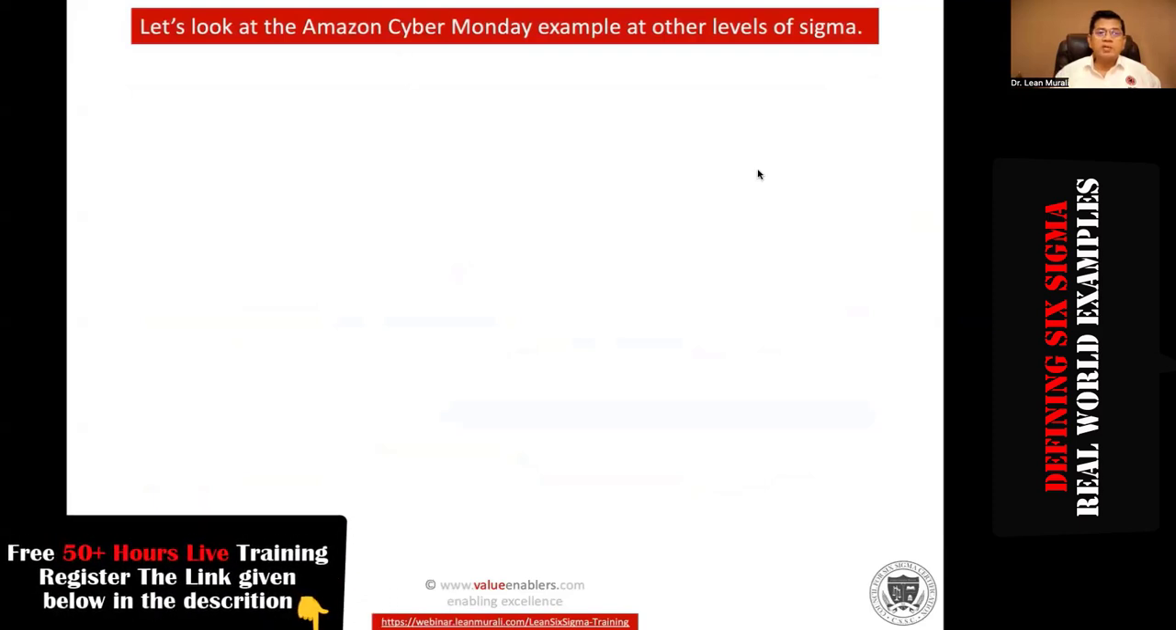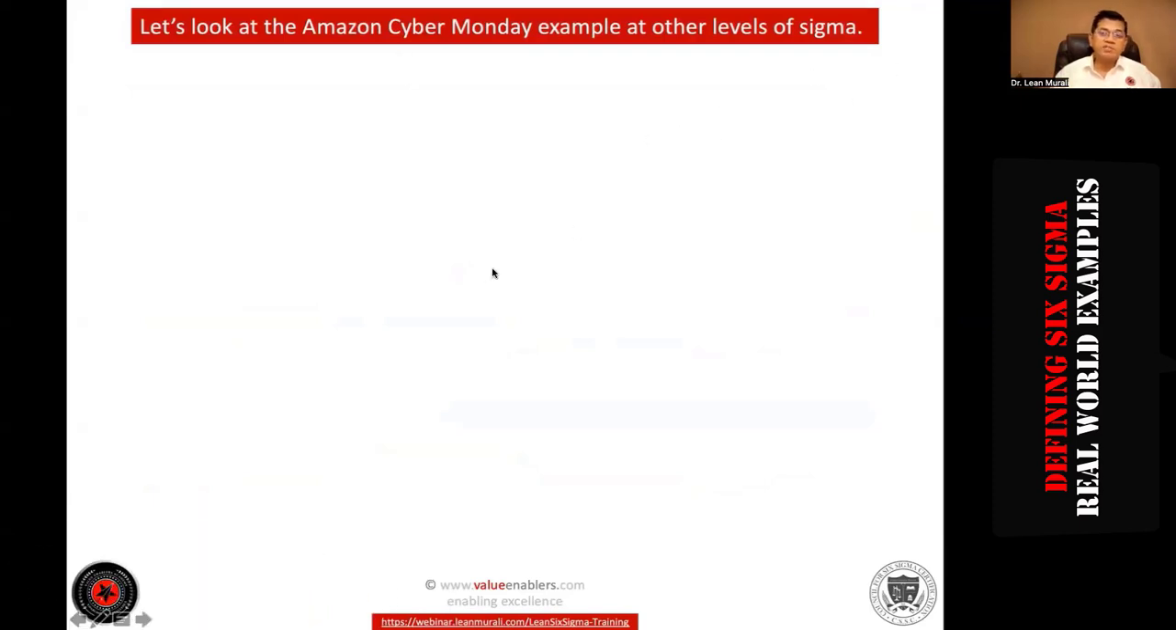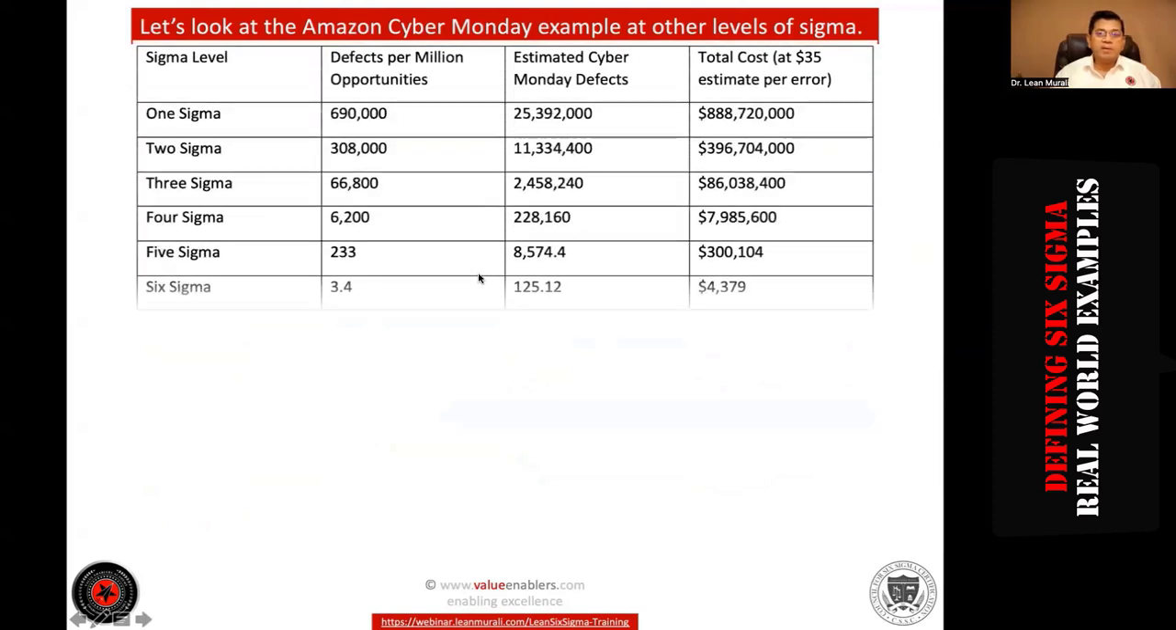So let's look at the Cyber Monday at the other levels of Six Sigma. This is where I wanted to introduce you to a Six Sigma level. At Six Sigma level, it is 4K, whereas at 5 Sigma level, it is 300K. And at 4 Sigma level, how much is this? 79 lakhs, about 7.9 million. Is that right?